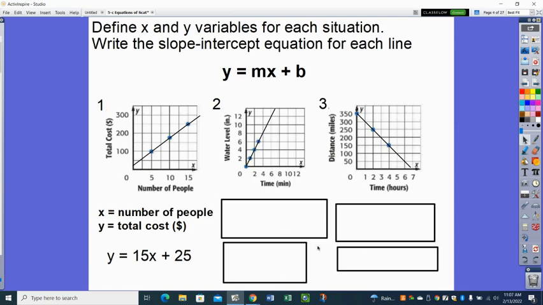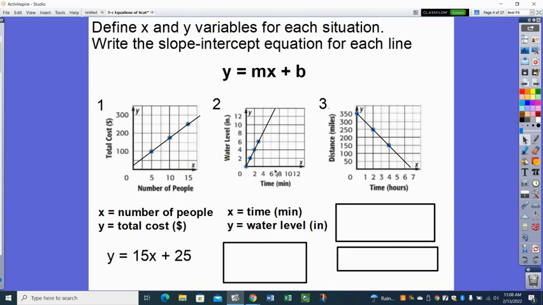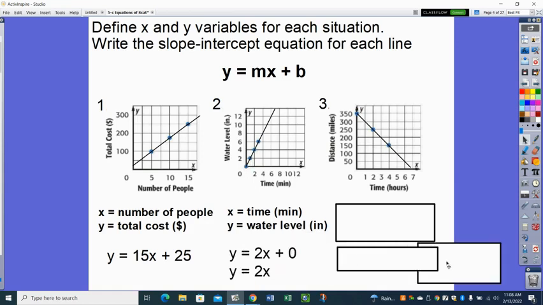Now, I'm not going to have the video stop because you can't see the other slide, but I just want you to remember that, again, defining variables, x is your time in minutes, and y is going to be the water level. Looks like you're filling something up. You're going to put y equals, we found the slope to be 2x. We started at 0, and remember, plus 0, we actually don't have to write it. So there would be the equation for this line.